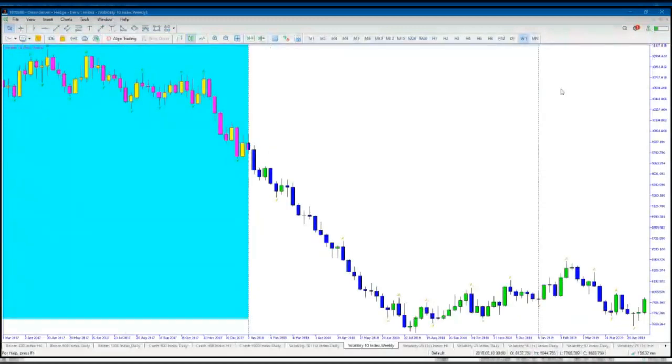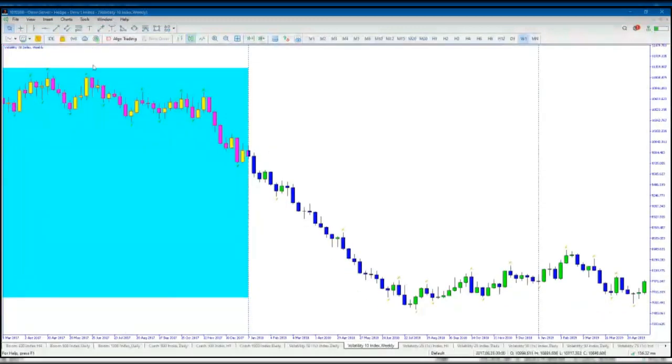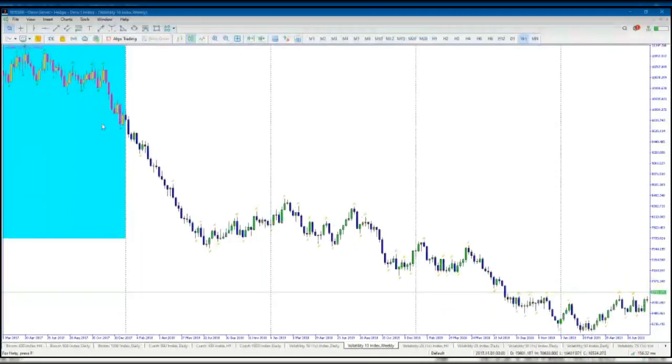What actually happened in this first year, guys? So what's the market doing here? Can someone just tell me what the market is doing here?